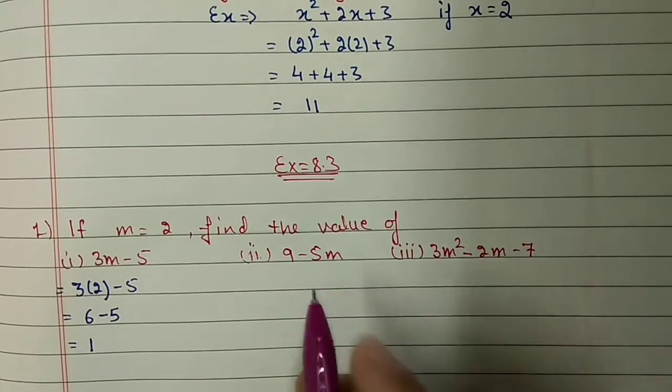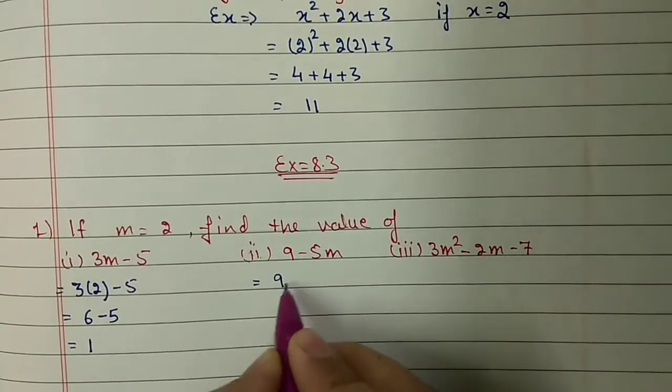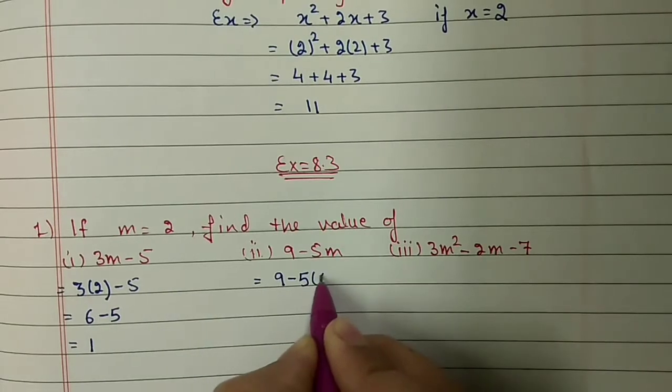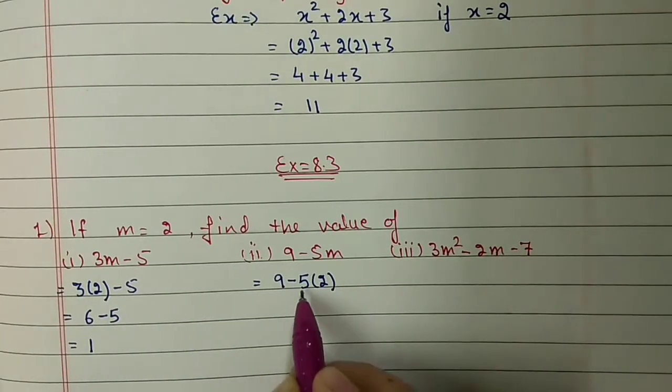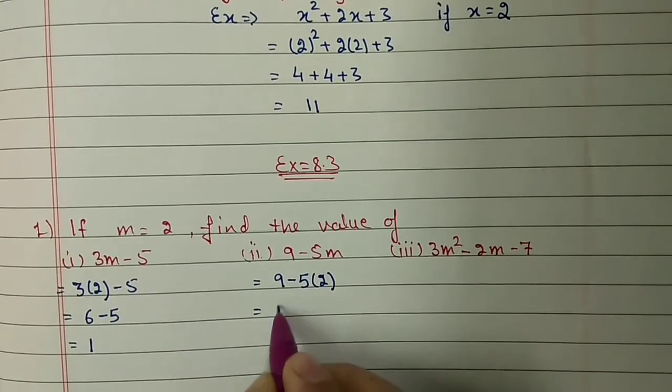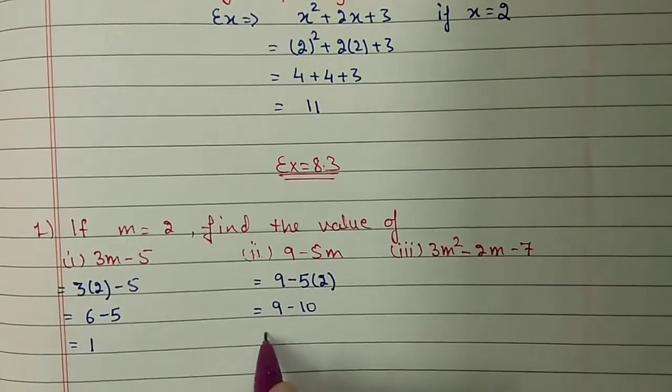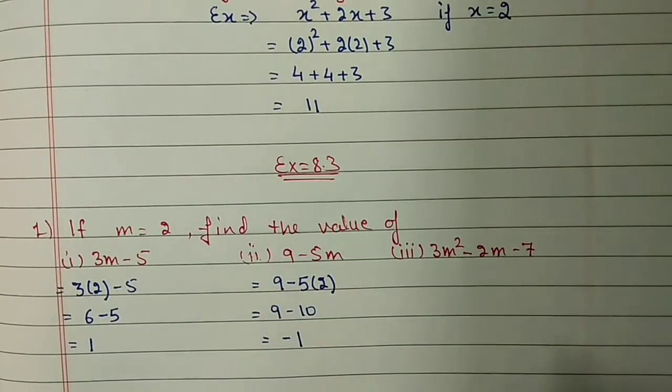Second part, 9 minus 5m. So 9 minus 5, in place of m we will replace 2. So 5 into 2 will become 10. 9 minus 10 is equal to minus 1.